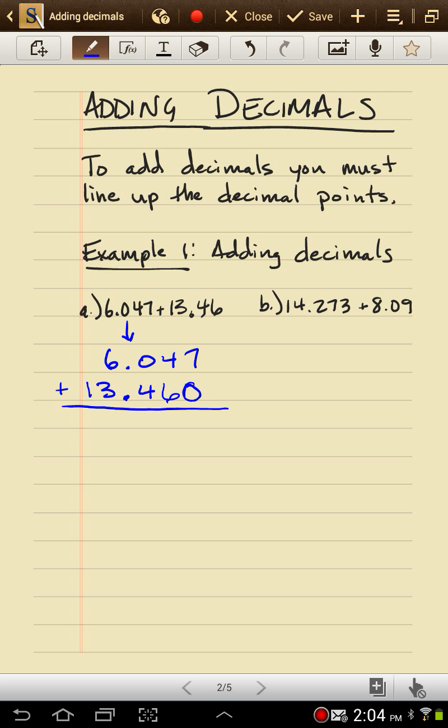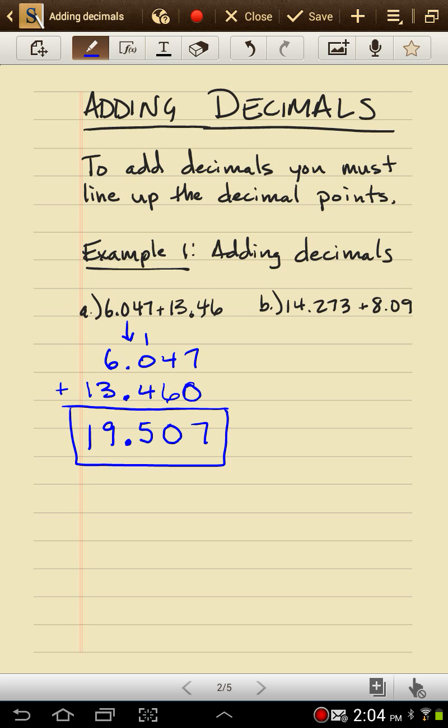7 plus 0 is 7. 4 plus 6 is 10. I put the 0, I carry the 1. 1 plus 4 is 5. Decimal point moves straight down. 6 plus 3 is 9. The 1 moves down, and there's my final answer, 19.507, or 19 and 507 thousandths. And that's all you do. You're done. Let's try example B.